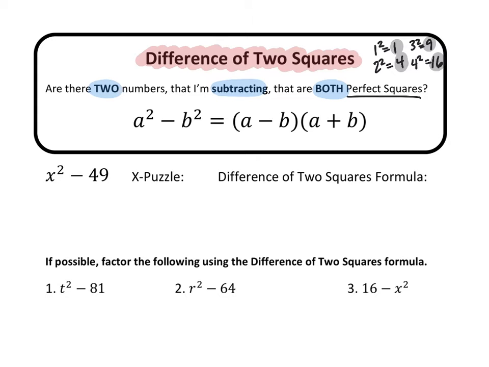So it might be helpful to look up a multiplication chart, potentially the one I've posted in Google Classroom, so that you can see all of the perfect squares down the diagonal. Those are going to be helpful for us today.